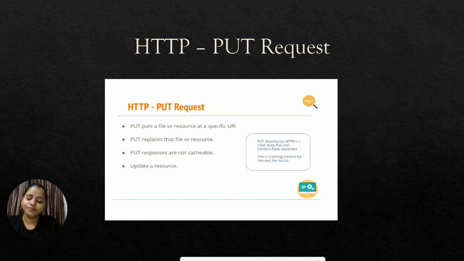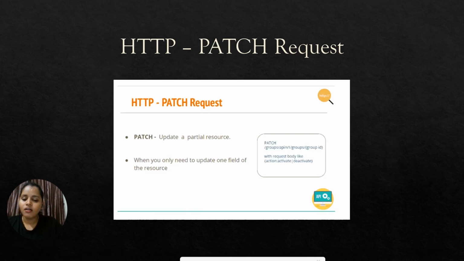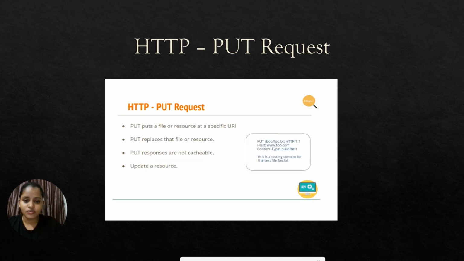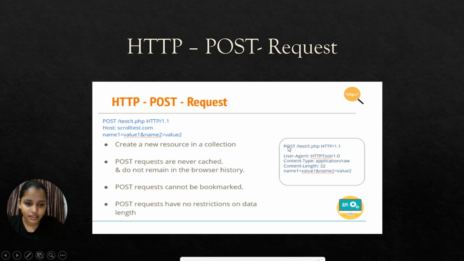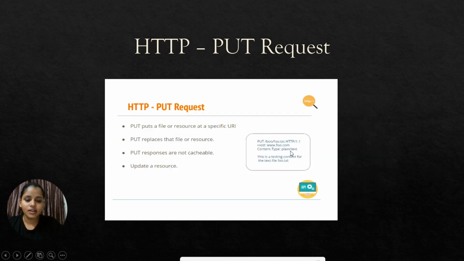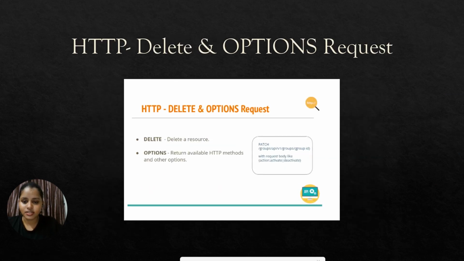PUT helps in updating the data. It replaces the file or resource, and its responses are not cacheable. Why are we using a PATCH request? PATCH means updating a partial resource. When you only need to update one field of the resource, then we can use PATCH. It will reflect in the URL. I'll tell you how to use these things.